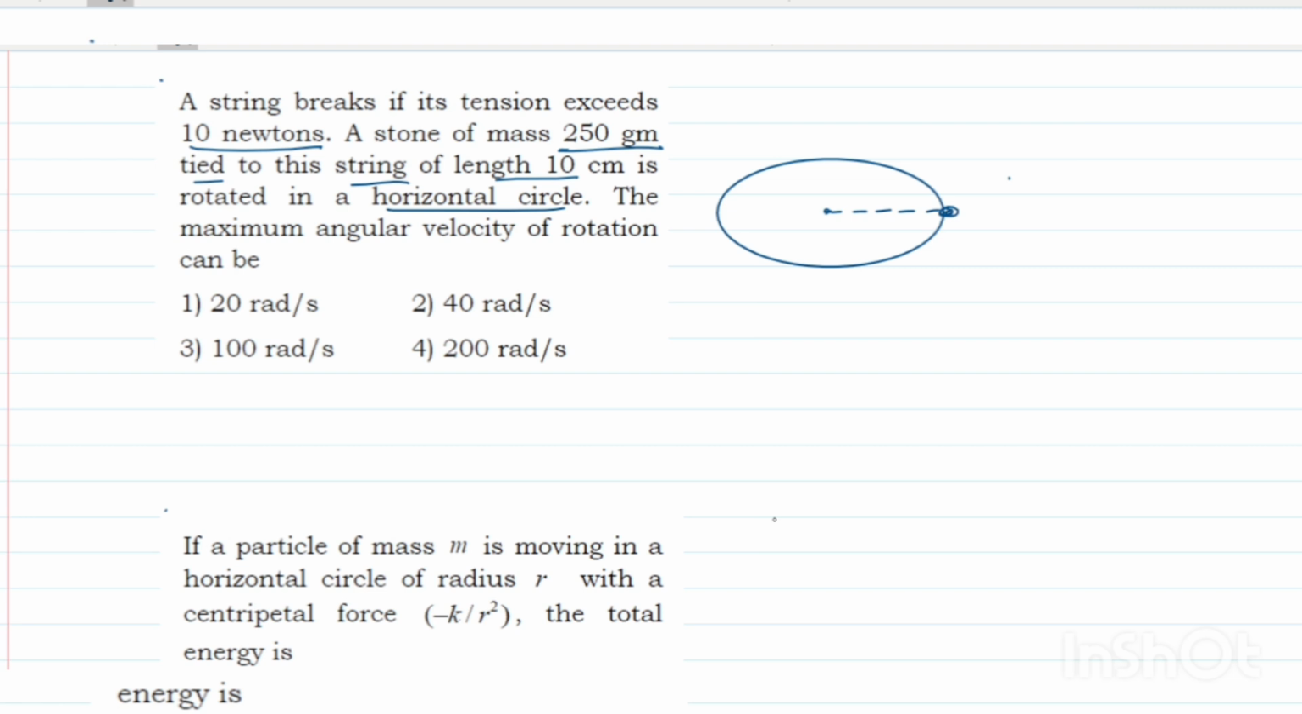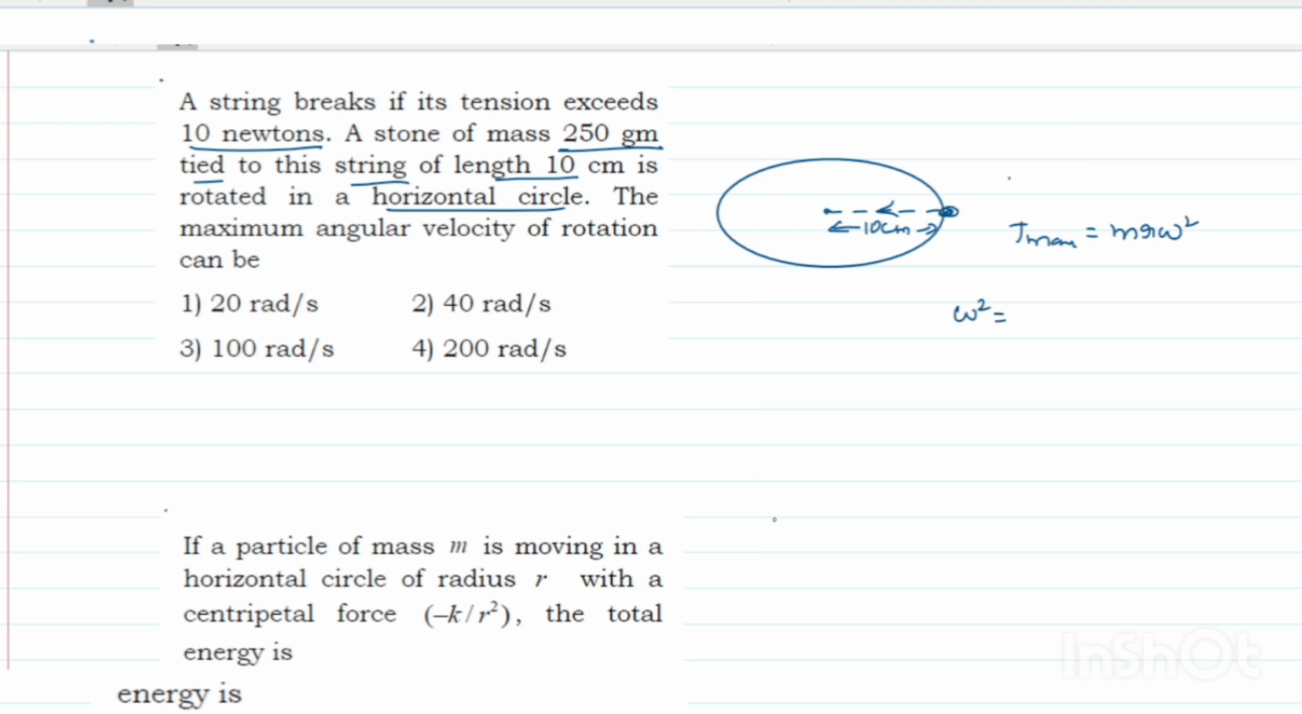This is a stone you can take. Length is nothing but radius you can take. Here it's given as 10 centimeter, and here the maximum tensional force is given. So maximum tensional force here, we will be getting as T maximum, which will be equal to m r omega square, which is nothing but the centripetal force, which at the lowest point we will be getting the maximum tensional force value. So here we have to calculate the maximum angular velocity.